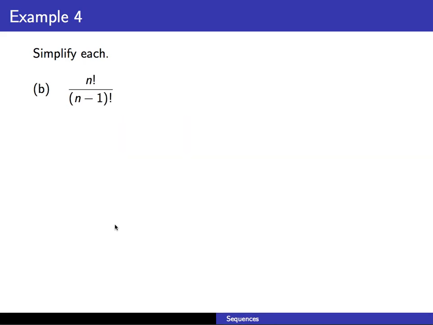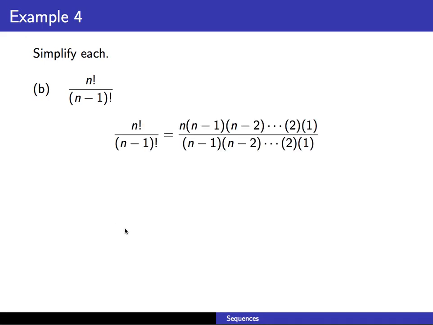So part B, n factorial over n minus 1 factorial. Once again, let's write out what factorial means. n factorial is n times n minus 1 times n minus 2. We just keep subtracting 1 each time. Eventually, we'll get down to 1.